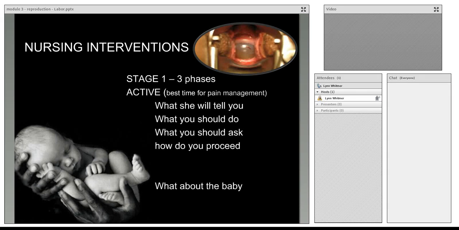We leave her alone pretty much, unless we're needing to get the baby out, and then we would augment the labor. But in the latent phase of labor, if everything is good, she's healthy, she's just at her due date or a little before her due date, we're not going to do a lot to accelerate labor or impede labor.